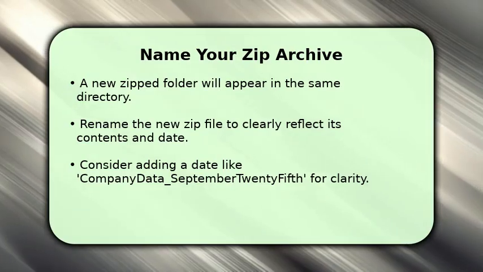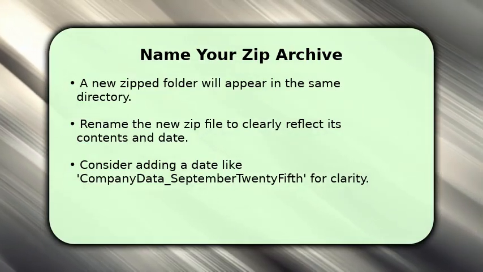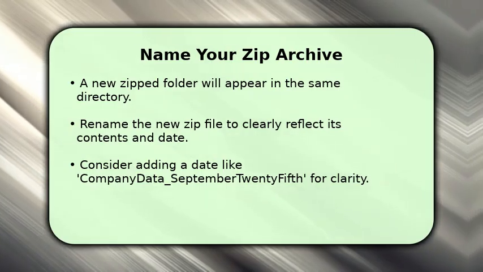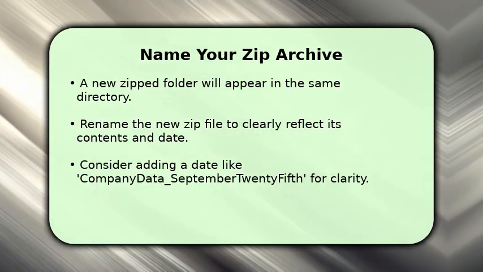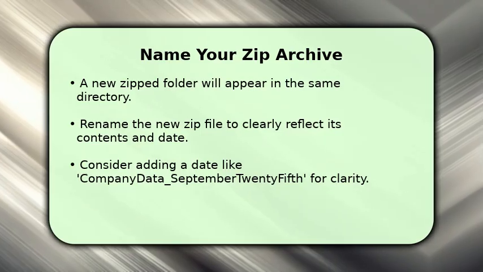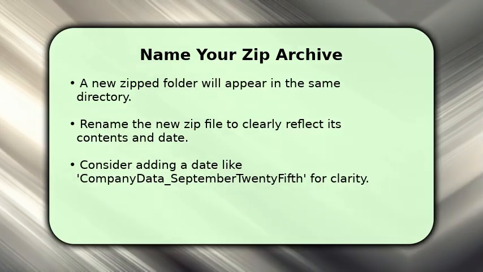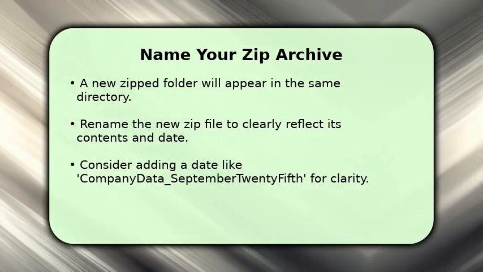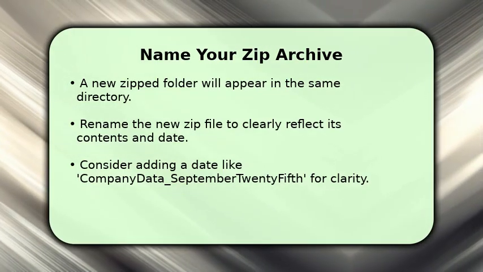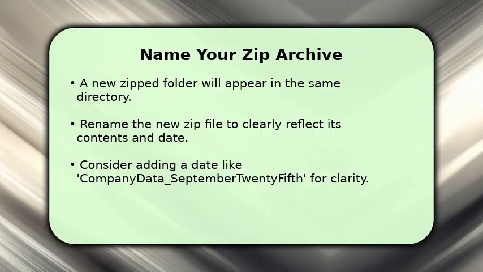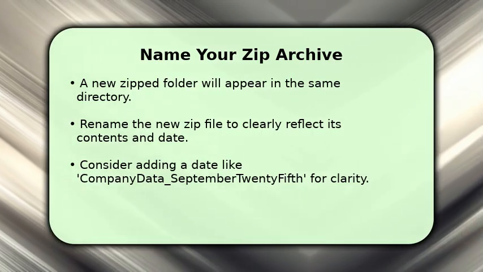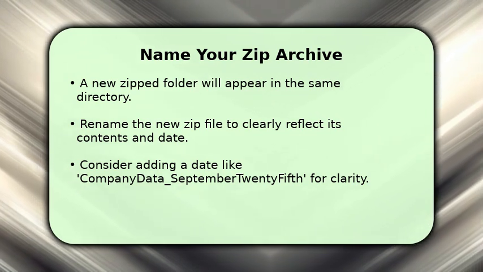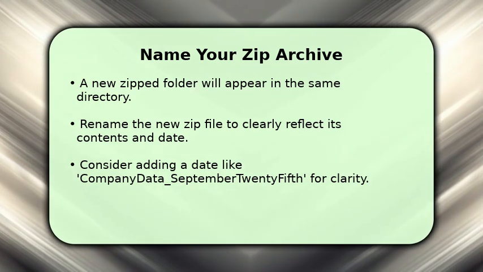Immediately after selecting the Compressed Zipped Folder option, a new zip file will appear in the very same directory as your original data folder. It will likely have the same name as your company folder, but with a zip extension. It is highly recommended to rename this new archive. Give it a descriptive name, perhaps including the company name and the current date, such as My Company Data Backup, September 25th. This makes it easy to identify the contents and when the backup was created.